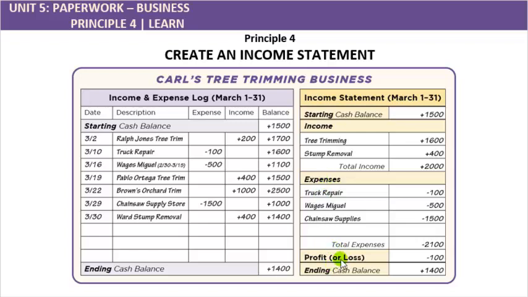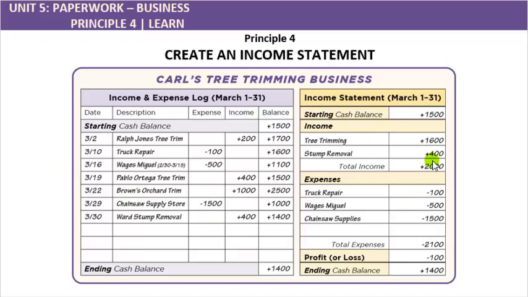Remember, the purpose of an income statement is to what? To see if the business made a profit or experienced a loss. Turn to page 18 in your participant manual and look at the income statement for Carl's tree trimming business.